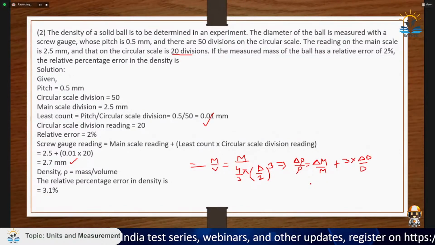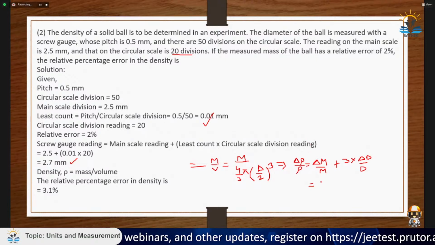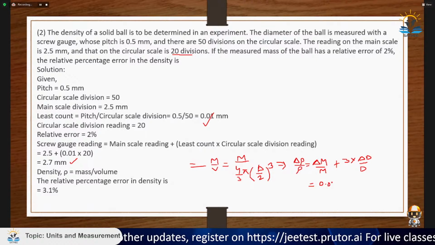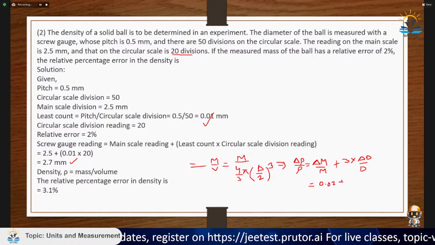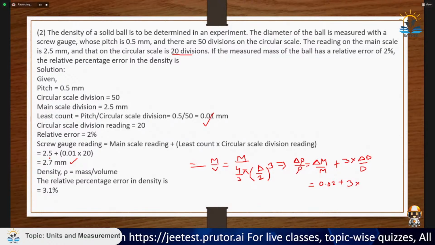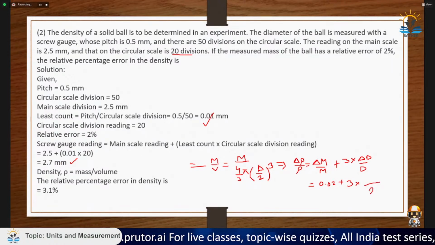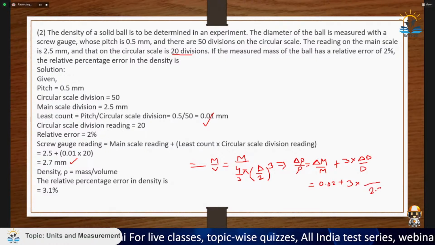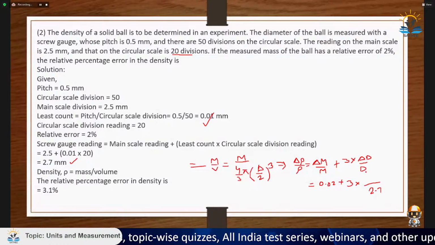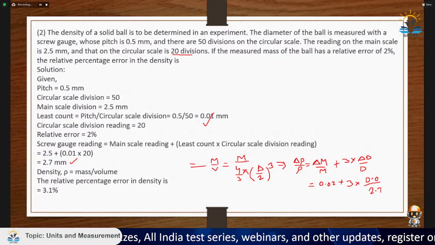Okay, so delta m by m is giving me how much? 2% error in mass. So 2 by 100 is 0.02, plus 3 times delta d by d. And delta d by d I have calculated using the screw gauge. It is 2.7 mm, so d is 2.7 mm. And delta d is the minimum error which I can make in measuring this. It is 0.01, because the least count is 0.01 and the least count is the minimum error which I can make. So 0.01 upon 2.7.